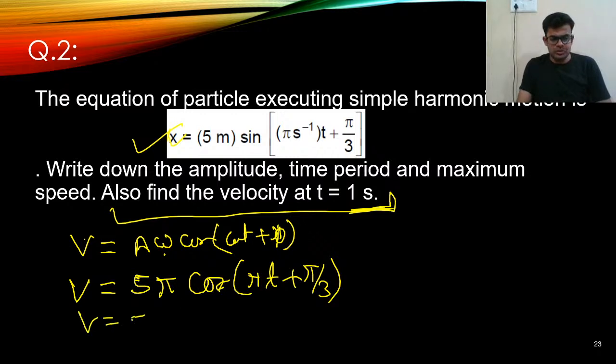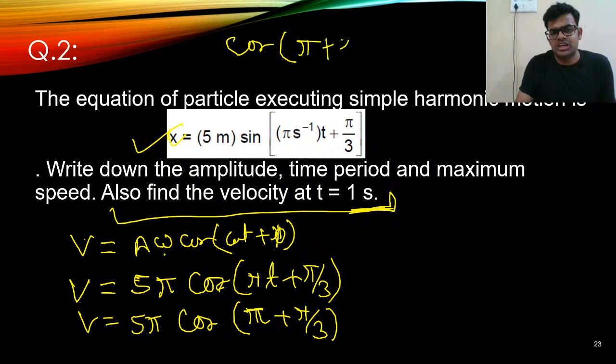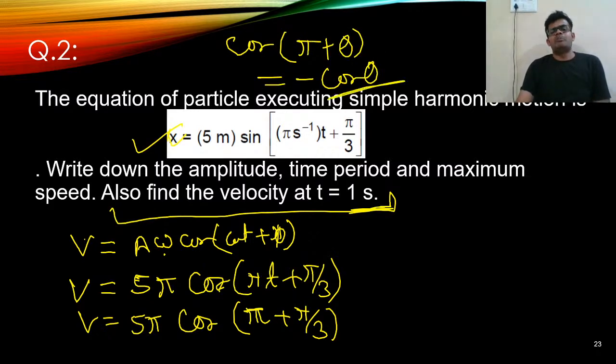So v is equal to 5 pi cos, and let us write t equals 1. So it will be just cos(pi plus pi by 3). And all of you should know this thing. Cos of pi plus theta can be written as minus of cos theta. Okay. This is the simple thing all of you should know. In third quadrant, cos is always negative. So here this is theta and this is pi.